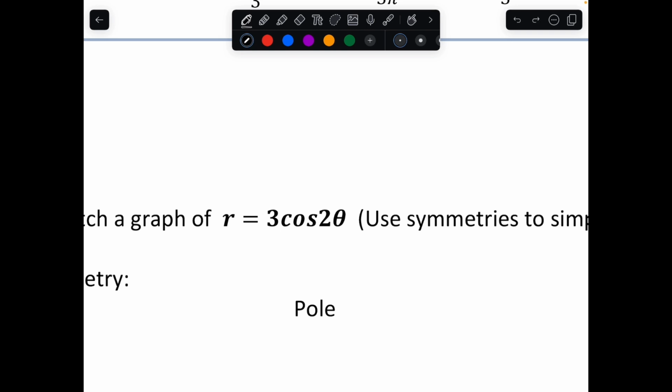Now, luckily, this is cosine, so we don't have to figure out where the petal starts. We know that it's going to start on the horizontal axis. Now, what is our n value? Our n value is 2, which is an even number. So we're going to have to double that value, and that's going to be how many petals we have. So we have a rose curve with 4 petals.